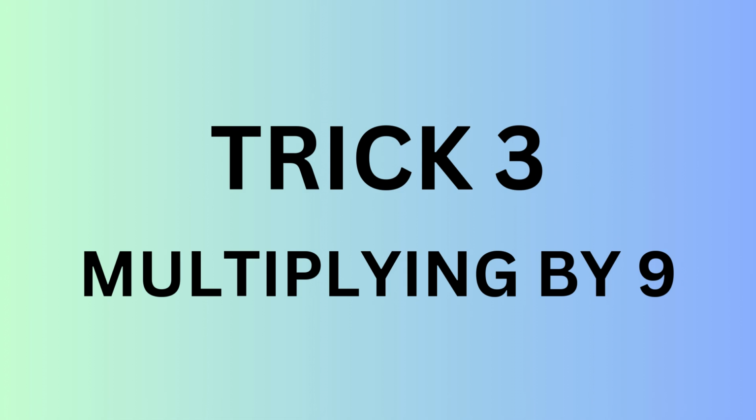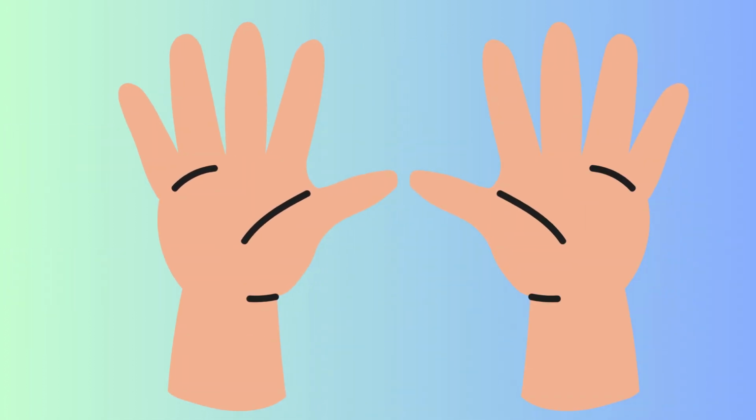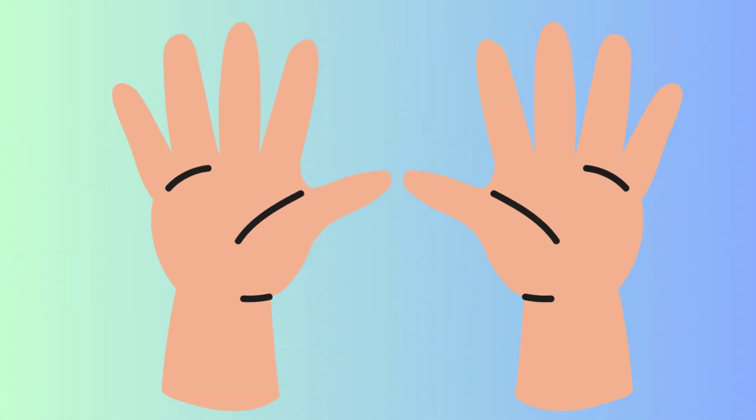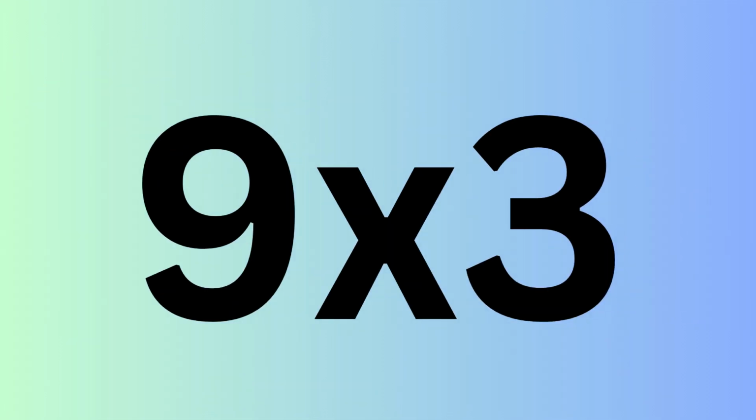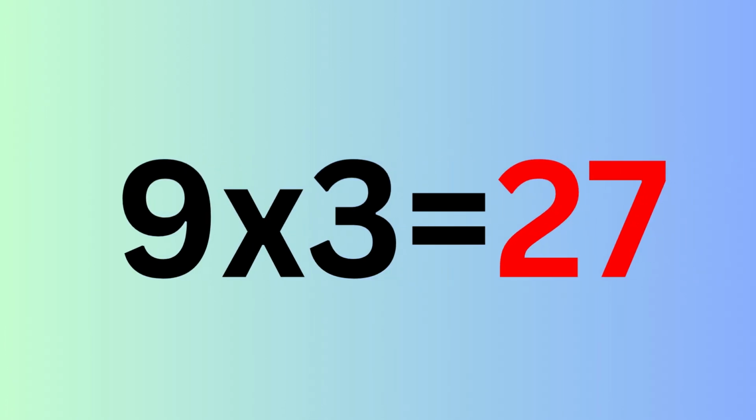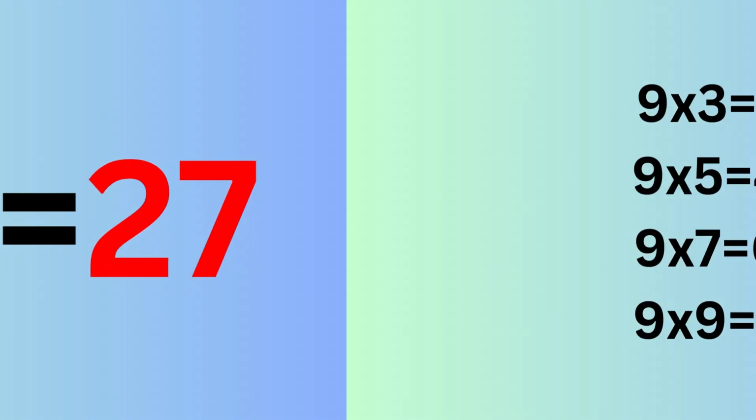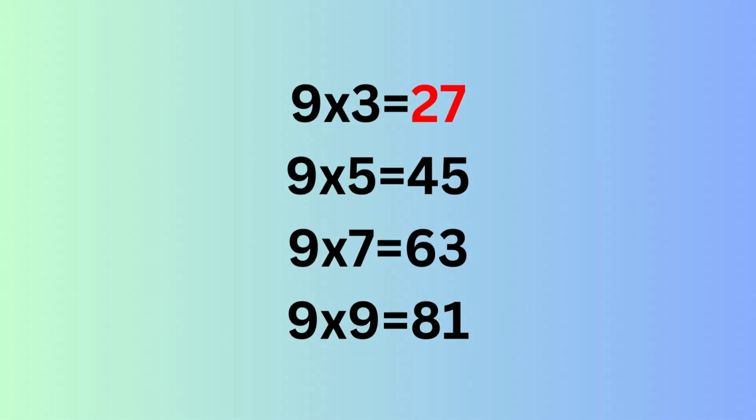Trick 3. Multiplying by 9. Let's move on to 9. Here's a handy trick, literally. Put out both hands. To find 9 by 3, fold down your third finger. How many fingers are on the left? 2. And on the right? 7. So, 9 times 3 is equal to 27. Amazing, right? Try it with other numbers.